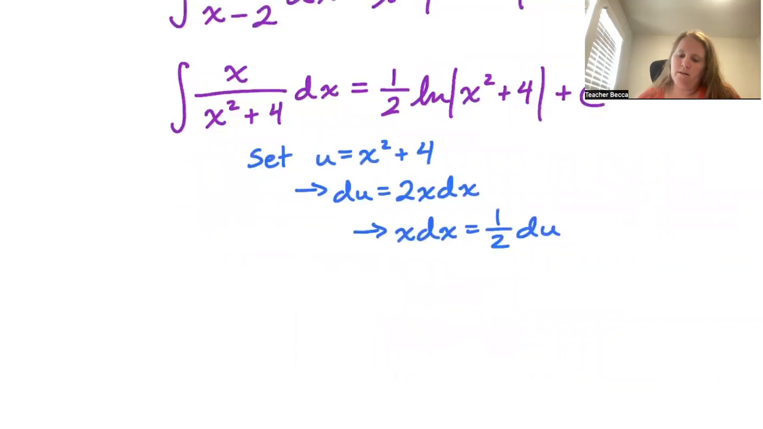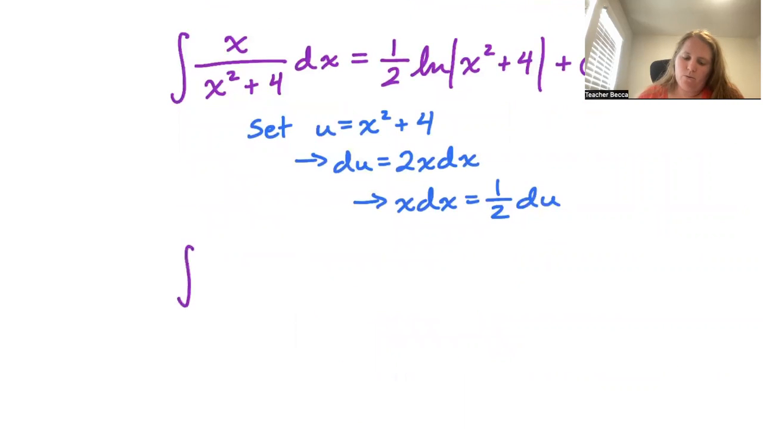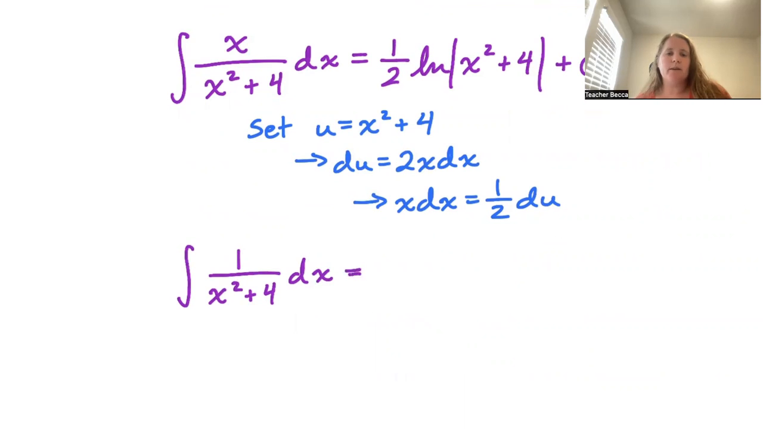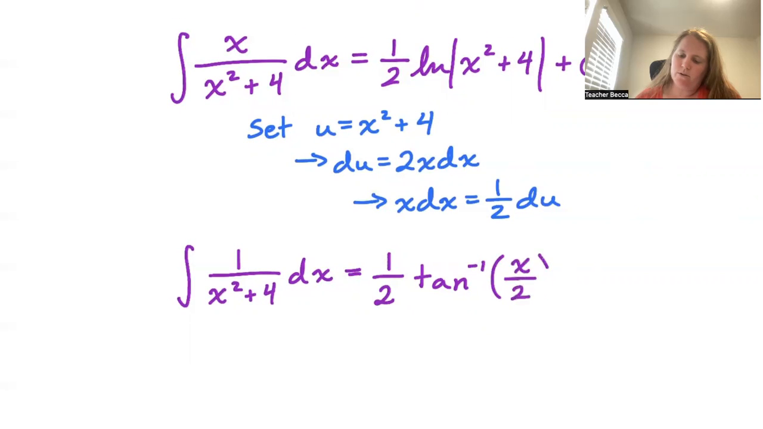Our last one, that integral of 1 over x squared plus 4 dx. This was our tan inverse case with a equaling 2. This is 1 over 2 times tan inverse of x over 2 plus c.